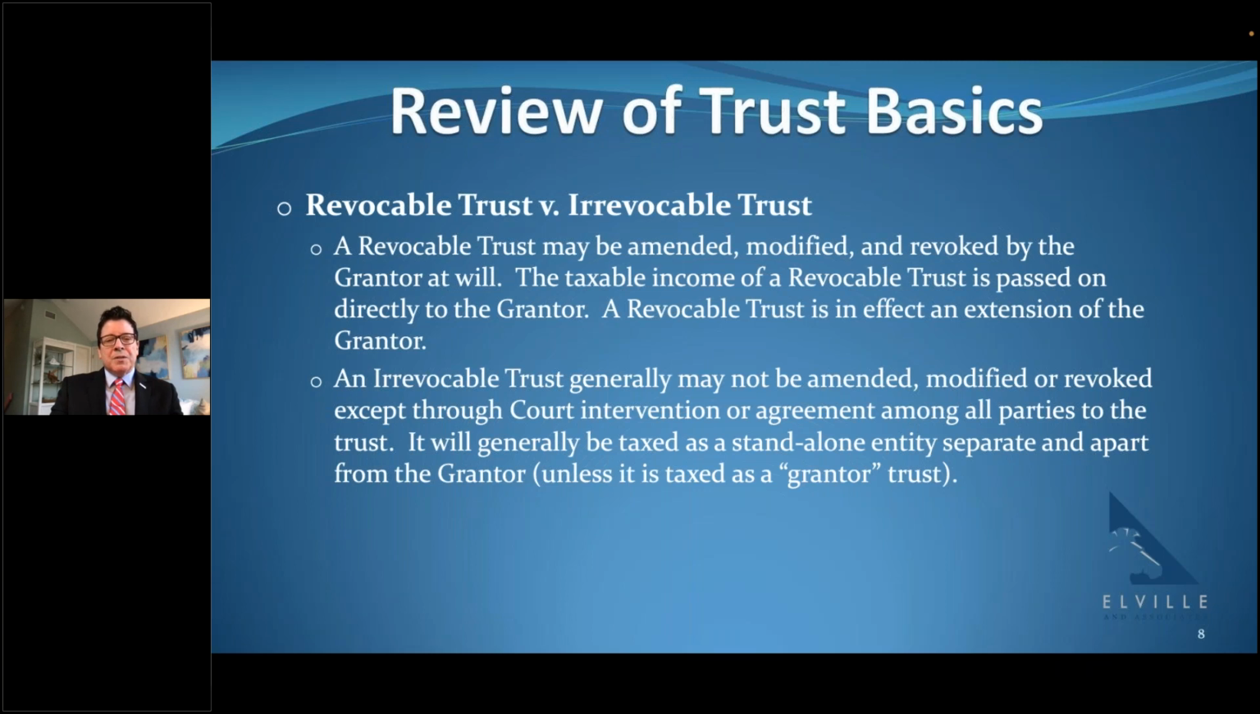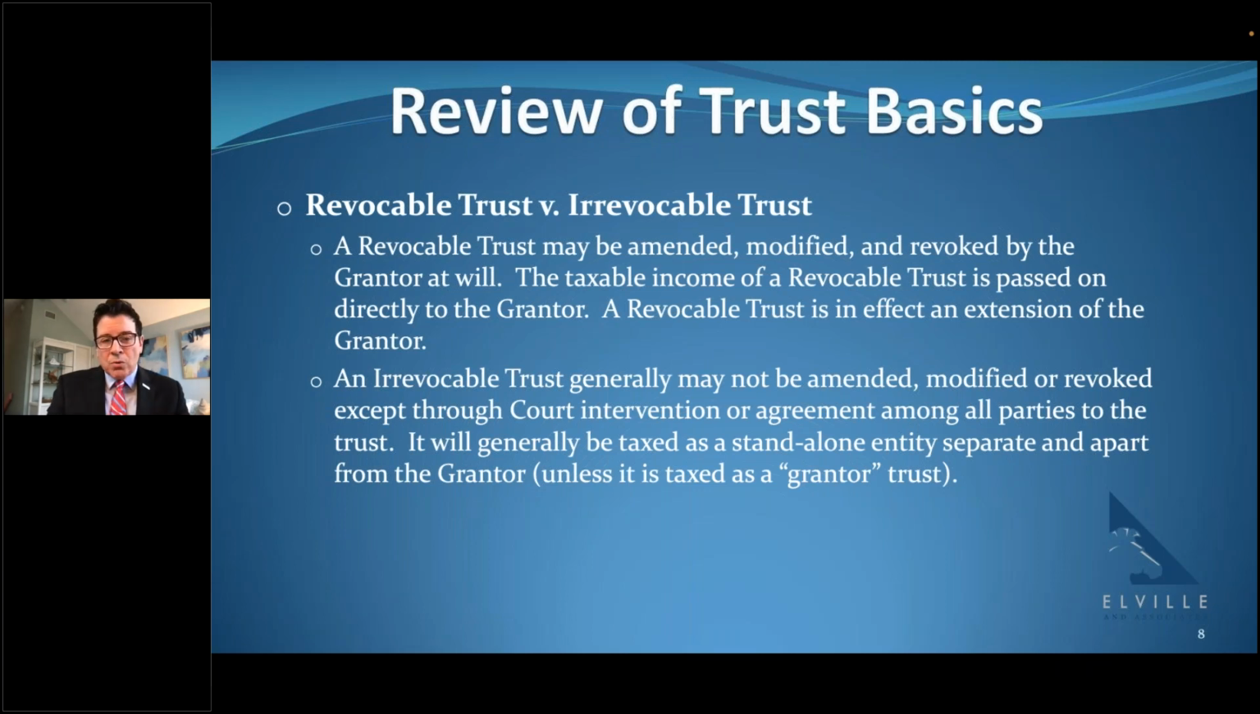Does a revocable trust protect from taxes? No. Does a revocable trust protect from creditors? The answer is no. So a revocable trust is simply an extension of the grantor. It is a substitute or alternative to a will.